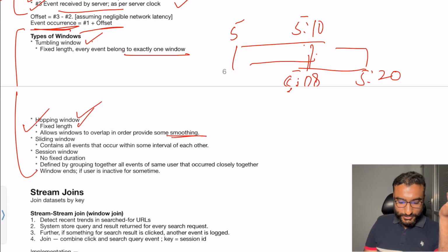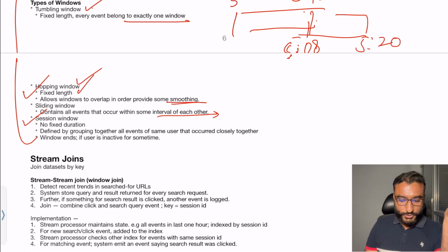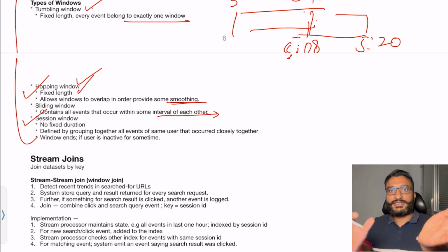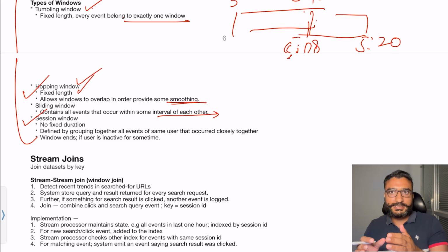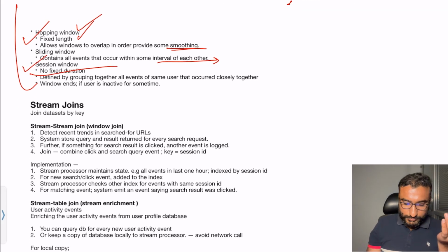In case of sliding window, you contain all the records that occur within some interval of each other. In case of session window, there is no fixed duration. Session basically means, let's take an example that user was active. Okay, so let's say it could be for 5 minutes, it could be for 10 minutes, and if it's offline for some time, then you can consider that session as inactive. Okay, so that's the idea of session window.